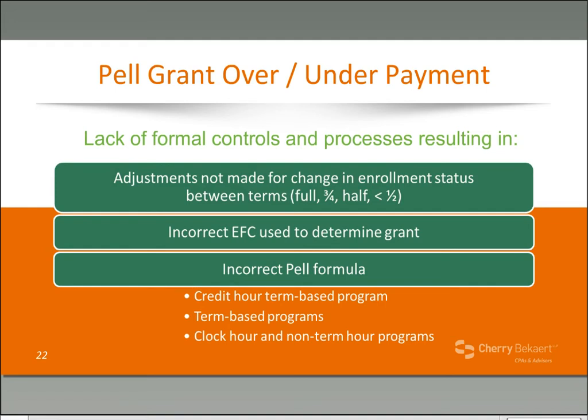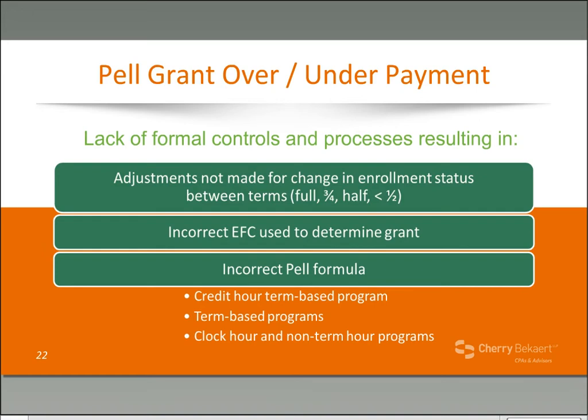A lot of times, towards the beginning of semesters, there's a lot of adding, deleting, and dropping classes, and people's enrollment status may change early on in each semester. So you can fluctuate between full, three-quarters, half, and less than half-time, and all of those things are obviously going to have an impact on your Pell Award for the semester.